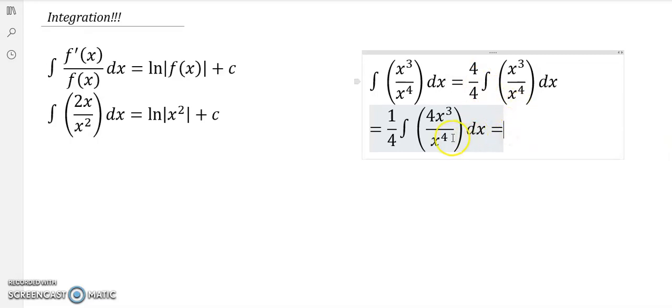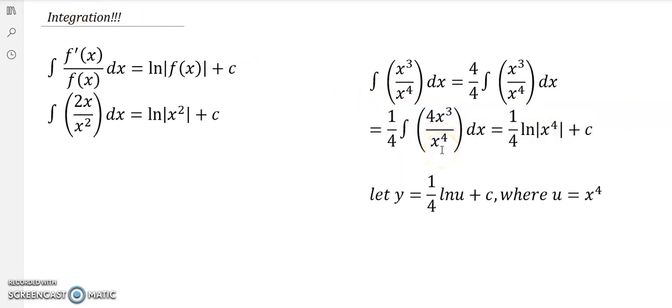equal to, now we can write it in this form. Since the derivative of this one is nothing but 4x to the power 3, and remember we also have 1 over 4, therefore we're gonna get 1 over 4 ln the absolute value of, in place of f of x, we got x to the power 4, meaning that we have the absolute value of x to the power 4 plus the constant c, just like that.